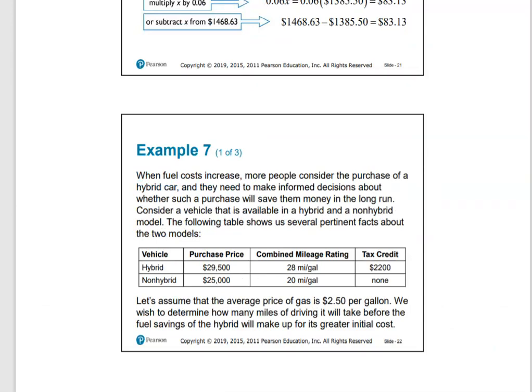When fuel costs increase, more people consider the purchase of a hybrid car, and they need to make informed decisions about whether such a purchase will save them money in the long run. Consider a vehicle that is available in a hybrid and non-hybrid model. The following table shows us several pertinent facts about the two models. So we've got the purchase price here of the hybrid, the miles per gallon, and the tax credit, and the same information about the non-hybrid. Now let's assume that the average price of the gas is $2.50 per gallon. We wish to determine how many miles of driving it will take before the fuel savings of the hybrid will make up for its greater initial cost.